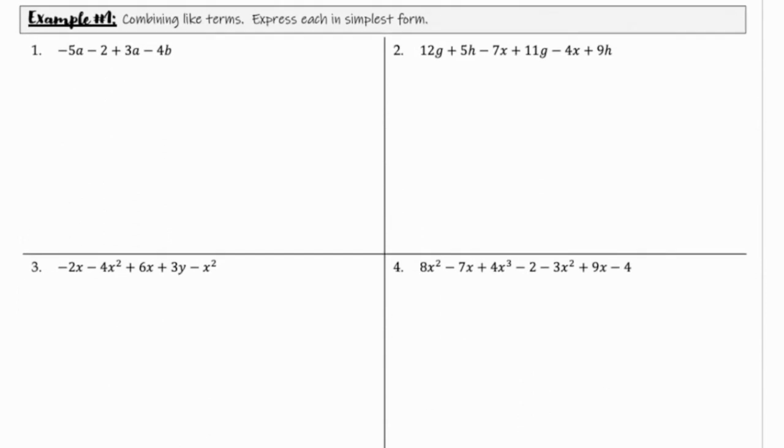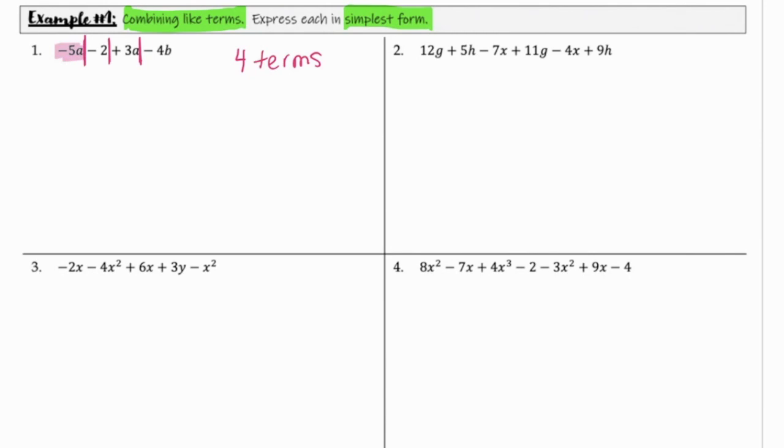All right, so for example 1, we are going to be combining like terms, expressing each in simplest form. So we are going to start off by separating every single term. So I'm going to draw lines where I see a positive or a negative, a subtraction or an addition. So those are my terms. I have 4 terms here. So now let me color code the like terms.